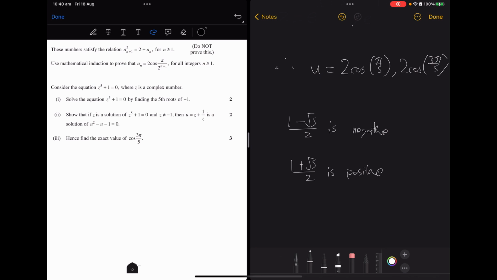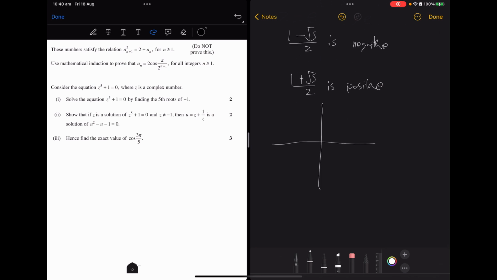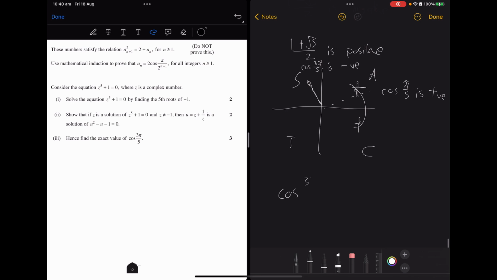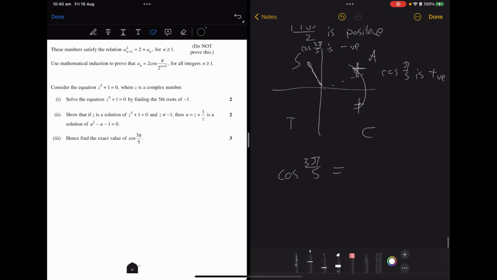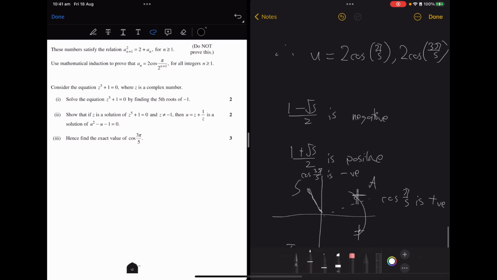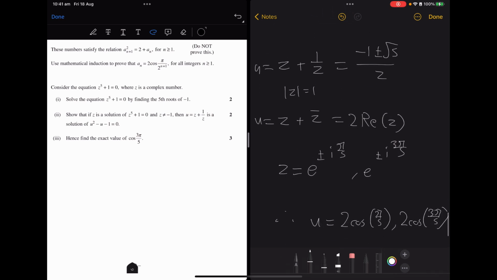So we know that for cos, any angle in these two quadrants is positive. I hope you remember All Stations To Central, or any kind of combination for that. So that means that cos pi over 5 is positive. But cos 3 pi over 5 is going to be in this quadrant, somewhere here, which is going to be negative. Positive, negative, which means that 2 cos 3 pi over 5 is therefore equal to 1 minus root 5 over 2.